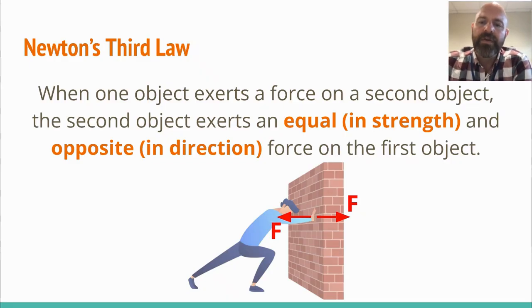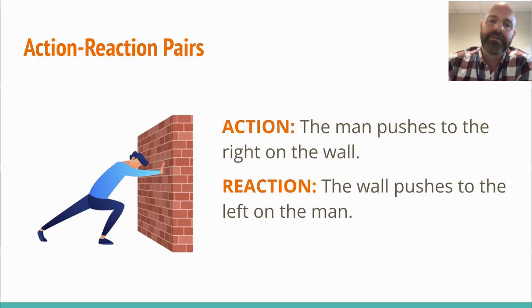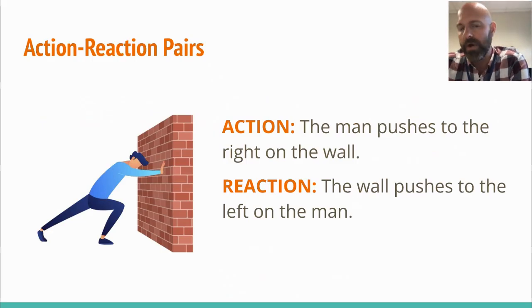Moving on to our third and final of Newton's laws, Newton's third law. It's described as this: when one object exerts a force on a second object, the second object exerts an equal in strength and opposite in direction force on the first object. This is often called, for every action there is an equal and opposite reaction. You may have heard that. But in this case, the person pushes on the wall with a force, and you see that the wall is pushing on the person with an equal and opposite force. We call these two forces action-reaction pairs of forces. The action is the man pushing to the right on the wall, and the reaction is the wall pushing to the left on the man.